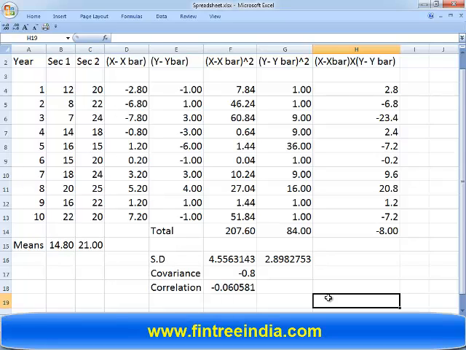Correlation is covariance divided by standard deviation of x multiplied with standard deviation of y. Covariance divided by two standard deviations.